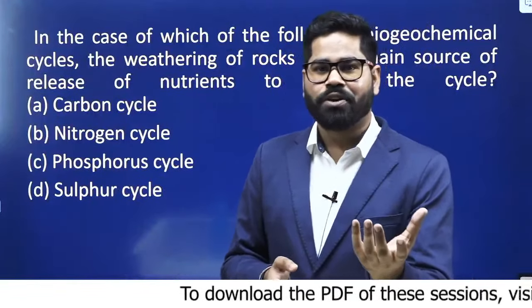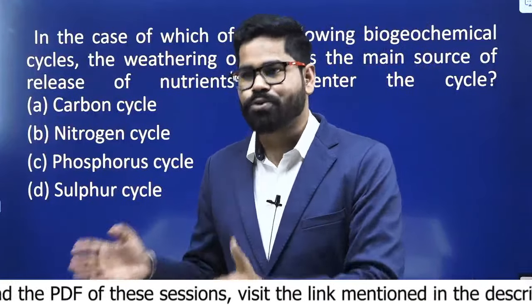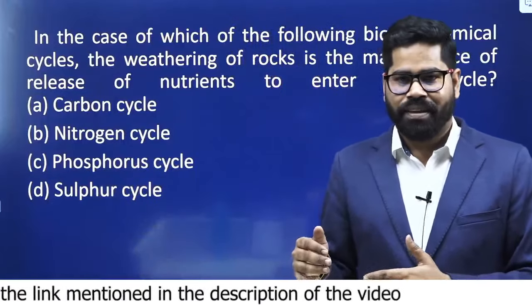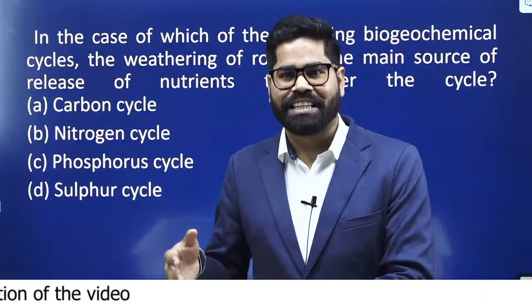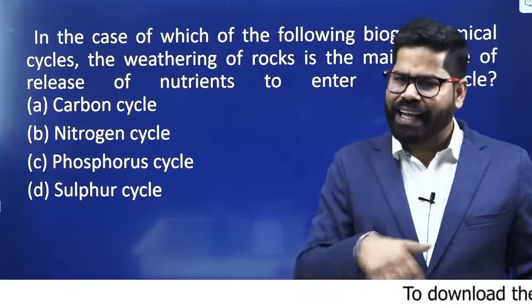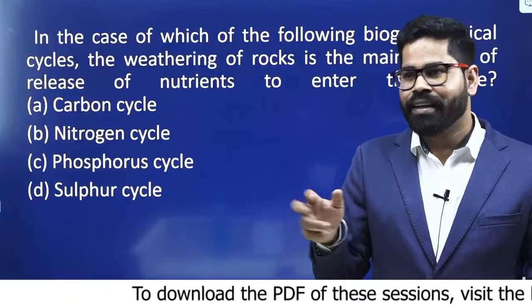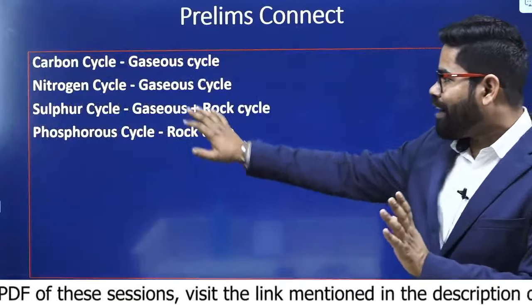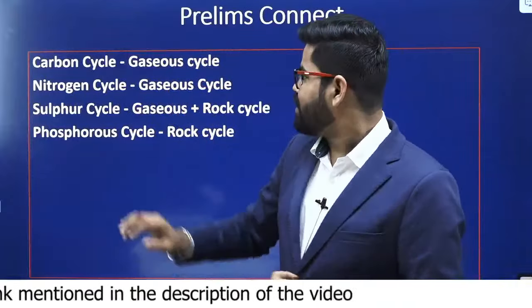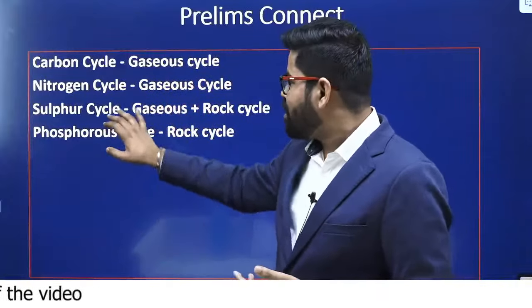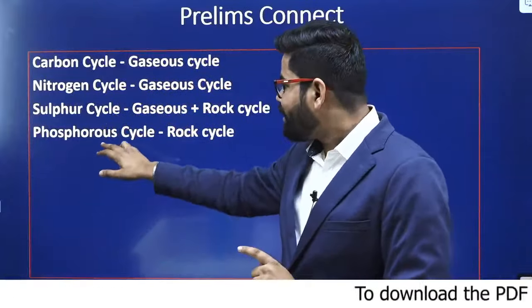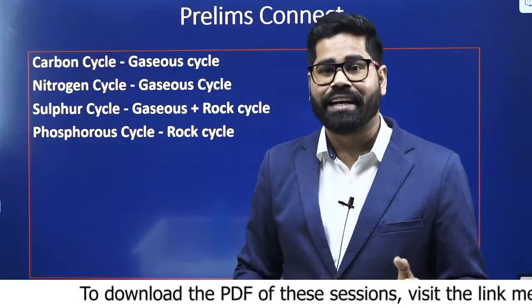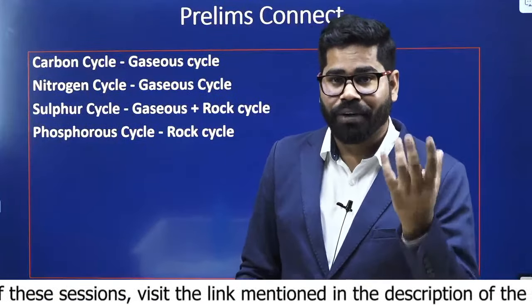From the weathering of the rocks, the phosphate enters the soil, and again in the form of sediments it is deposited and forms the rock. Again the same cycle continues. Okay. So here we can see we are having carbon cycle which is mainly gaseous, nitrogen is again gaseous, sulfur gaseous plus rock, and this phosphorus cycle is entirely based on the rock cycle, the weathering of rock.